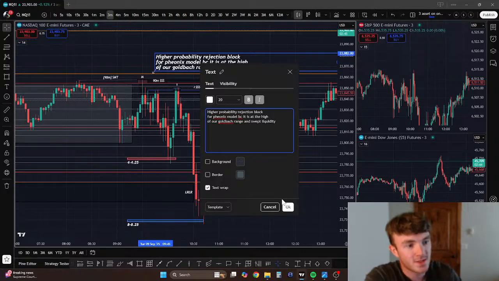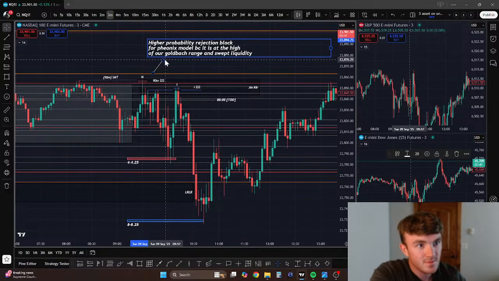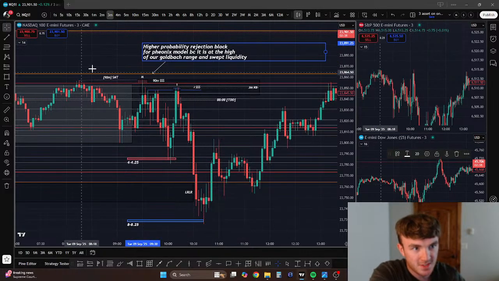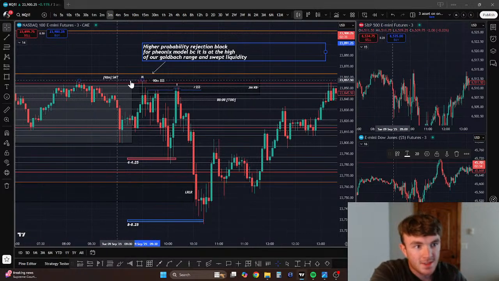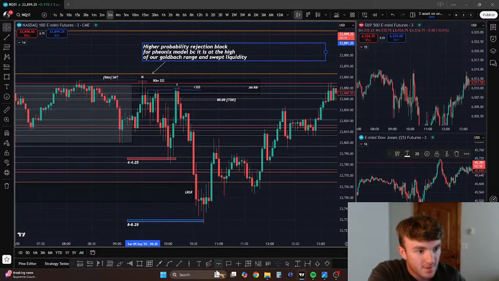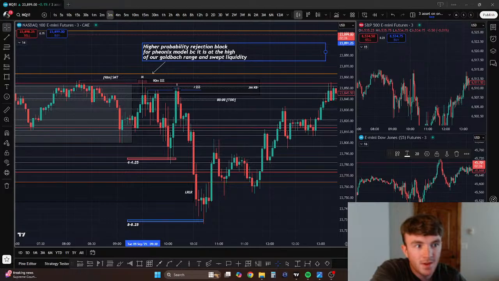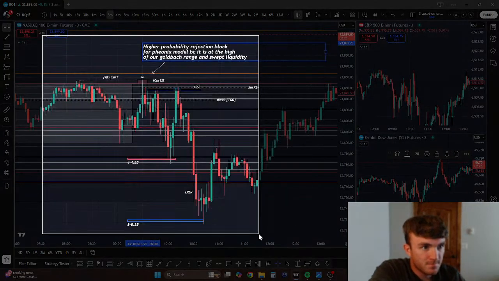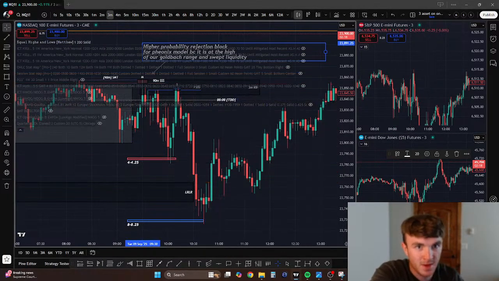Basically, if you don't know what this is, right, it's just hidden dealing ranges in the market for market maker models to form. You can see the market maker sell model formed at the top of this red line, and we sweep liquidity into the gold area. So it's a higher probability rejection block. So I think that's somewhat helpful, right?